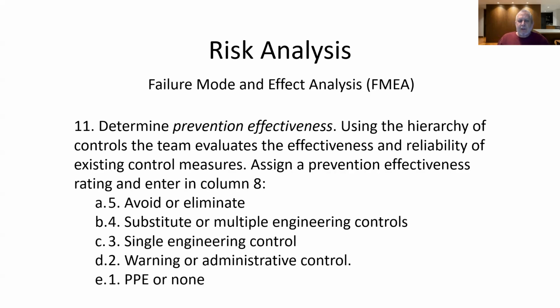Assign a prevention effectiveness rating and enter in column 8. Now you can see that this list is going to kind of go down the hierarchy of controls. It's going to give you a preventive effectiveness of 5 if you avoid it or eliminate it. Obviously, if you avoid or eliminate the whole thing, there's not a risk, is there? Substitute or multiple engineering controls. In other words, you substitute something else or multiple engineering controls. I don't know what, they're kind of fuzzying things up a little bit, and I don't particularly care for it, but this is what they had.